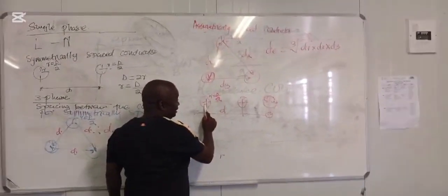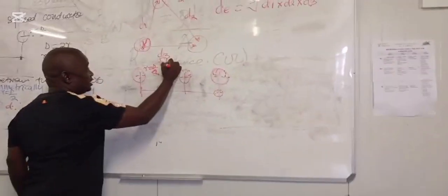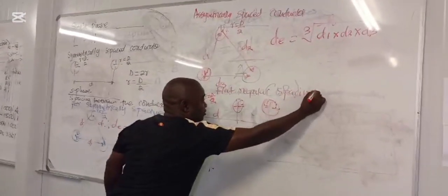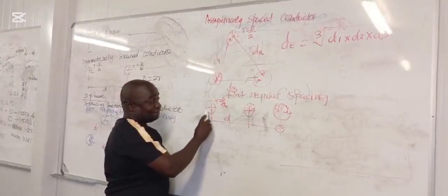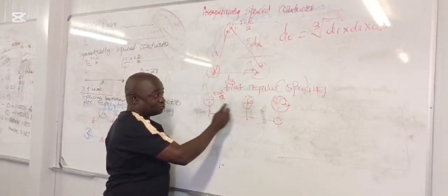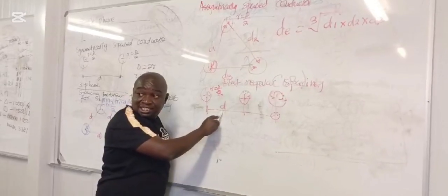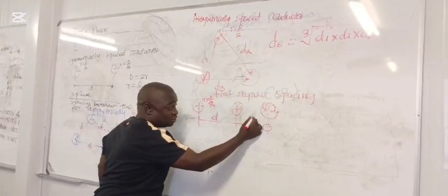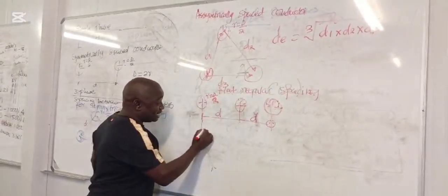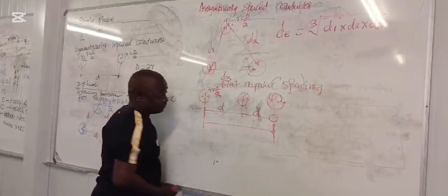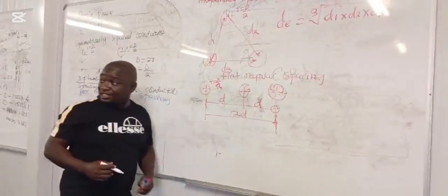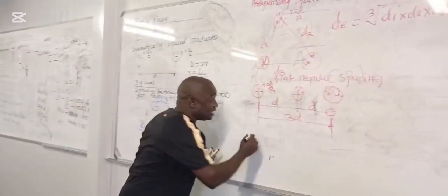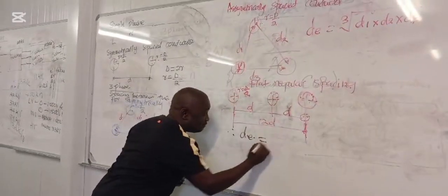Now, for a flat regular spacing, between the first conductor and the second conductor, face to face, the equivalent spacing is what? D. Between the second conductor and the third conductor, face to face, the equivalent spacing is D. Between conductor 1 and the last conductor, what will be the spacing here? It is 2D. Are we together? That is for flat regular spacing.